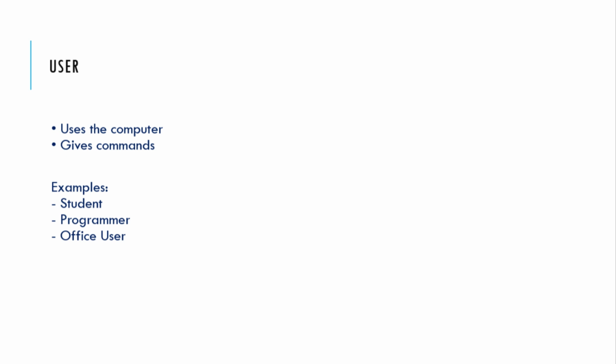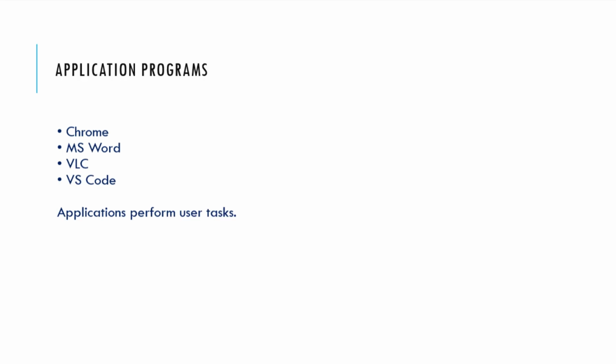Between the user and the hardware, we have application programs. These are the programs we use every day. For example, Google Chrome, MS Word, VLC Media Player, Photoshop, Visual Studio Code, and many more. Whenever you want to browse the internet, you open Chrome. Whenever you want to type a document, you open Microsoft Word. These applications help the user perform specific tasks.